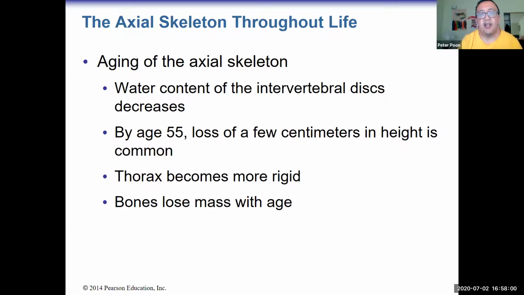Okay. The aging of the exoskeleton. The water content of the intervertebral discs lessens, so they become stiffer and less squishy, and it also causes compression. So you lose about 1 inch in height. The thorax becomes more rigid. The bones lose mass. And that compression can also lead to compression of the spinal nerve, because remember, the spinal nerves come out through the hole, and the hole is smaller so it can compress. Okay, we'll stop this presentation over there.